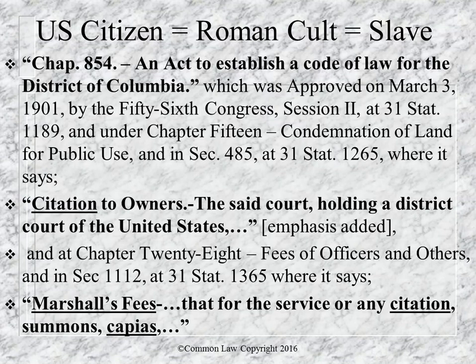This is DC Code under Chapter 15, Condemnation of Land for Public Use, in Section 485. Remember, all of the estates are in sestike trust, right? Sestike and sestike use or sestike trust, the same thing, synonymous basically. Usufruct is a type of a trust. As Section 485 at 31 Stat 1265, where it says citation to owners, okay, so they operate by way of citation. That's the point I want to make here, okay?